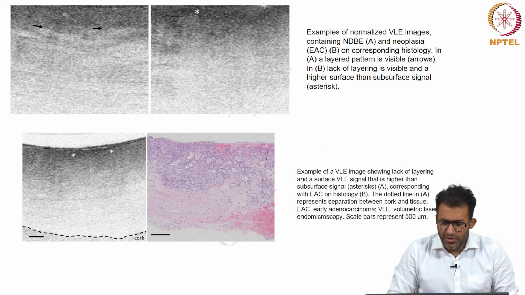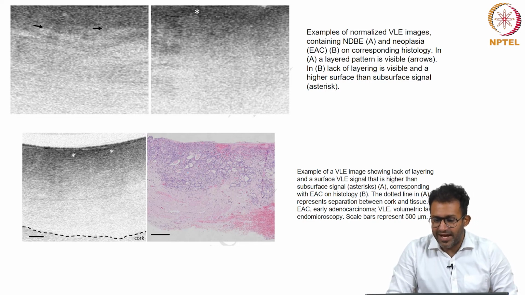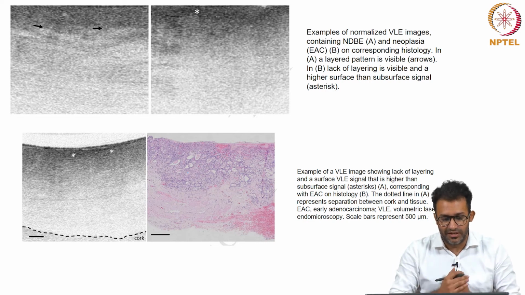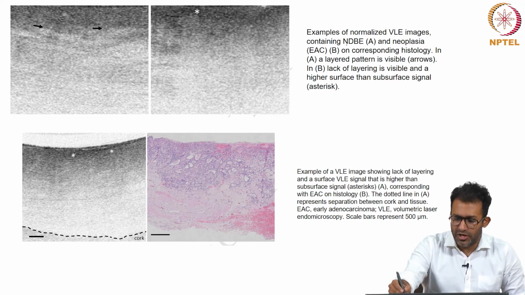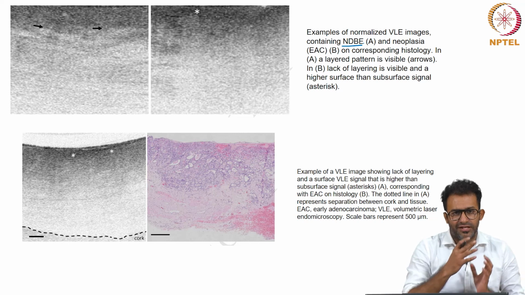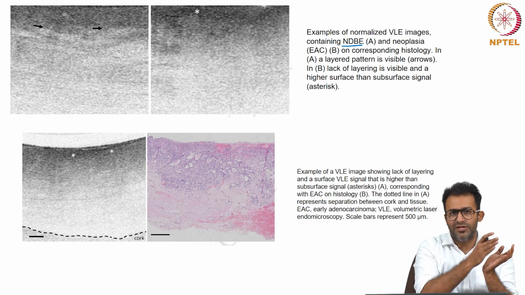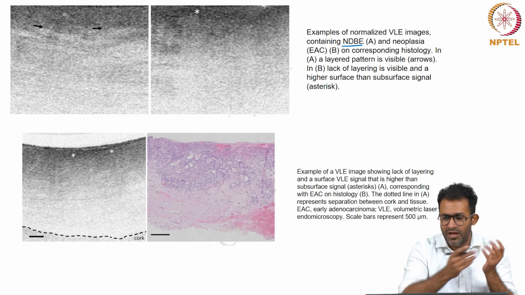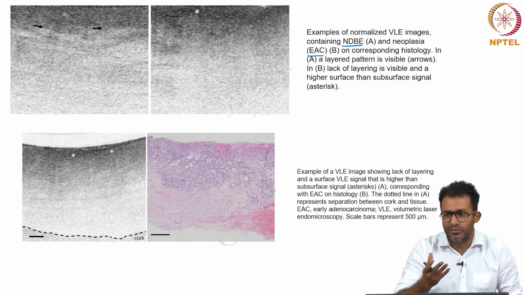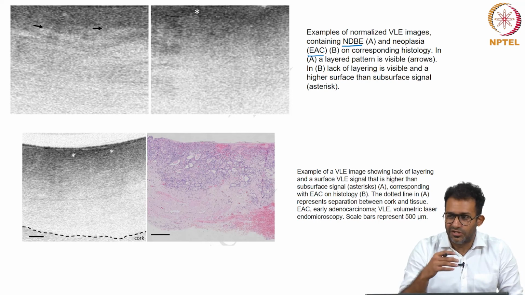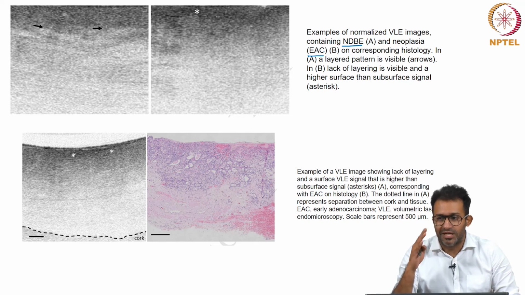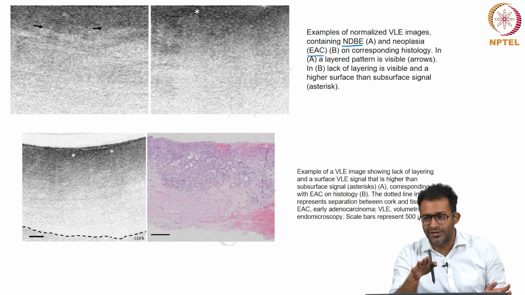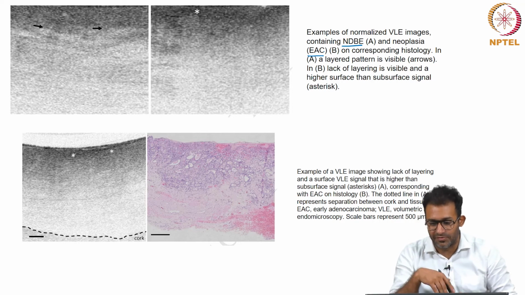One of the changes in malignancy would be the loss of layering and higher surface than subsurface signal intensity. If you look at this particular image, NDBE is non-dysplastic Barrett's esophagus. When I say non-dysplastic Barrett's esophagus, it means Barrett's esophagus which has not become cancer, and EAC is esophageal adenocarcinoma, which is the doctor speak for esophageal cancer. Adenocarcinoma is a type of cancer. There are multiple types of cancers, by the way. Just saying adenocarcinoma does not correlate to all types of cancer.